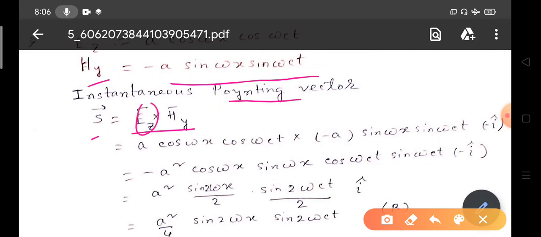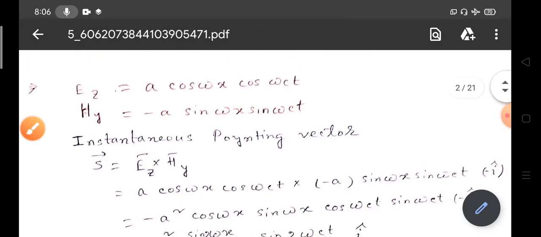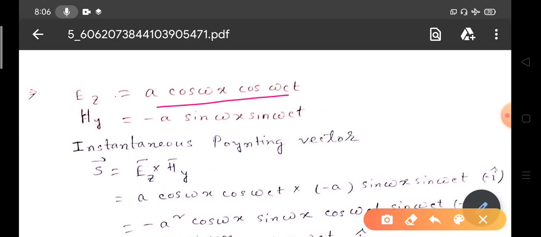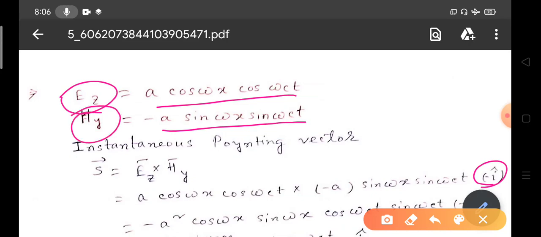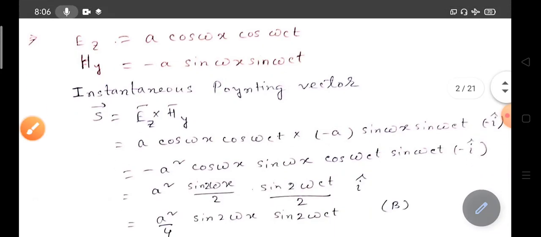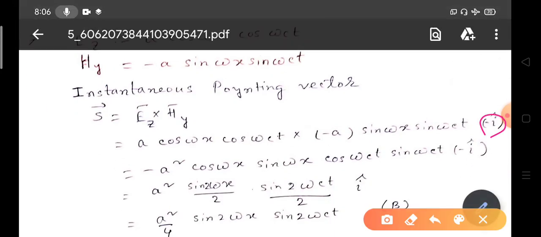E is Ez here and H is Hy here. So put the values of Ez and Hy, that is A cos ωx cos ωct and minus A sin ωx sin ωct. Also the direction: this is along Z, this is along Y. So Z cross Y, or K cross J, is minus I cap. So the direction is minus I cap.